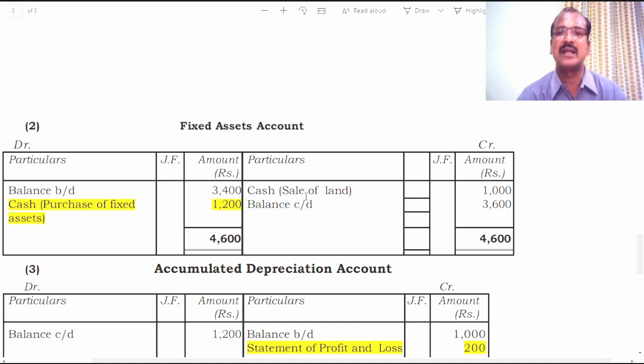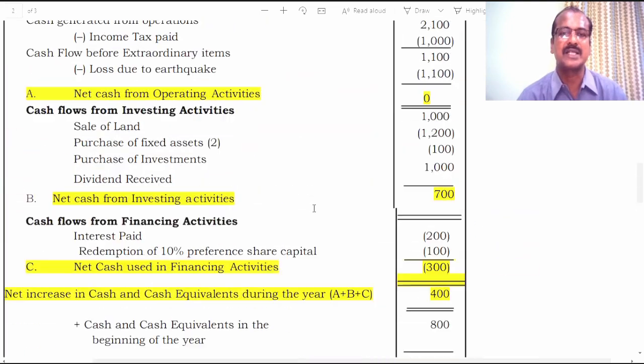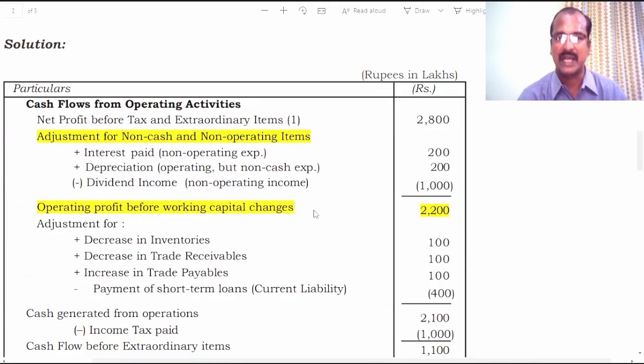This sale of land is an item of cash inflow which would again be taken over to the cash flow statement and recorded under investing activities. Now let's get into the statement of cash flow. Cash flows from operating activities, this is the first category of cash flows, under which net profit before tax and extraordinary item, as I explained according to working number one, comes to 2,800 lakhs.